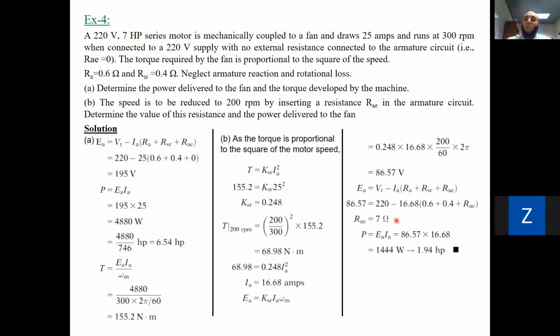7 ohms, this means you will have high losses because the current here is 16 amps. So 16 amps squared times 7, you will have a lot of losses here on the resistance or the rheostat itself. So it's required here also to calculate the developed power. So developed power will be EAIA, which is equal to this value of E multiplied by IA. This will give you the value of the developed power. Okay.